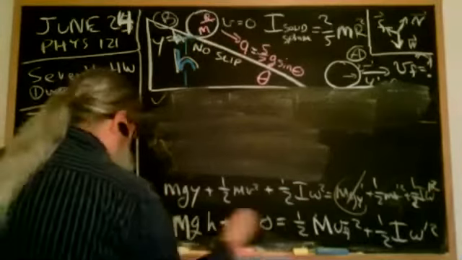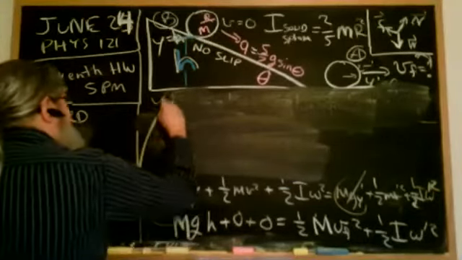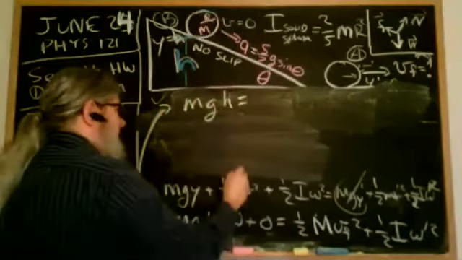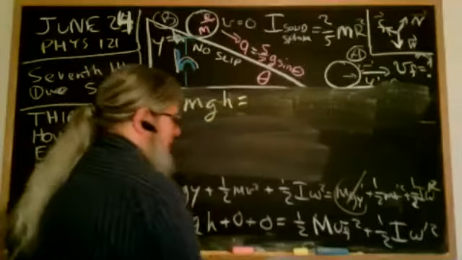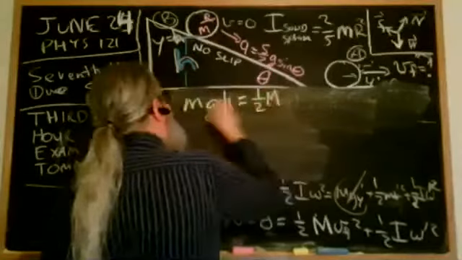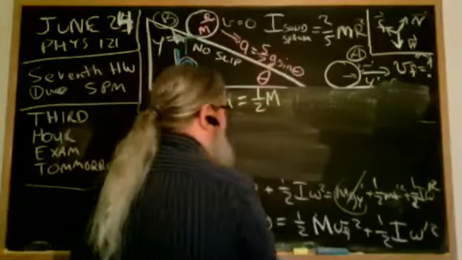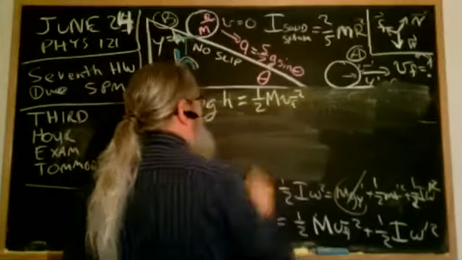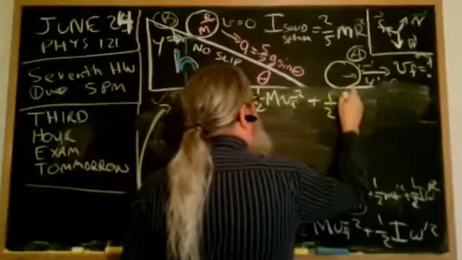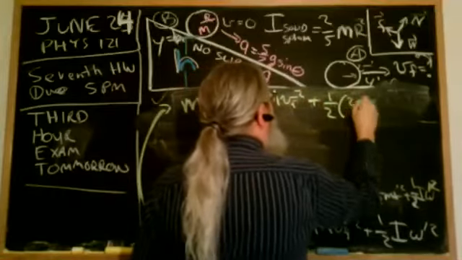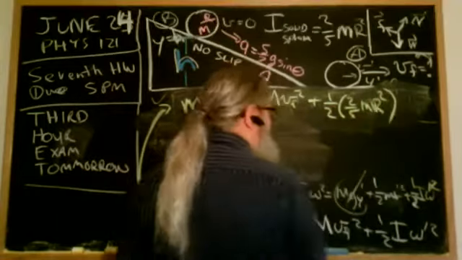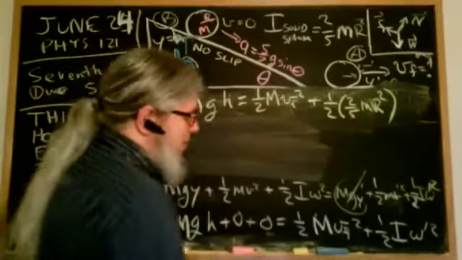So we'll jump back to this location here. On this side, Mgh is equal to, because that's 0, 1/2 big M, so these should be big M's, M vf squared, which is what we want. That's great. Plus 1/2 times I, let's plug that in, which is 2/5 MR squared. And then the question is, how do we deal with omega prime?